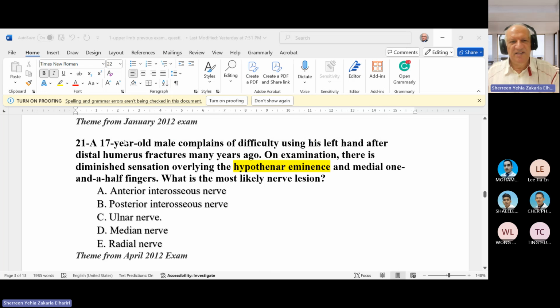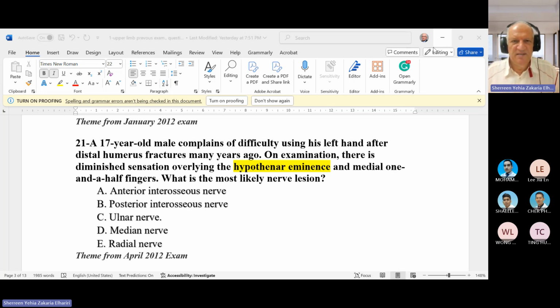A 17-year-old male complained of difficulty using his left hand after a distal humerus fracture many years ago. On examination, there is diminished sensation overlying the hypothenar eminence and the medial 1.5 fingers. What is the most likely nerve lesion? So in this situation, we speak about this side. Suppose anatomical position like this, so we speak about the medial one. So they have something here. So this area is mainly supplied by the ulnar nerve.